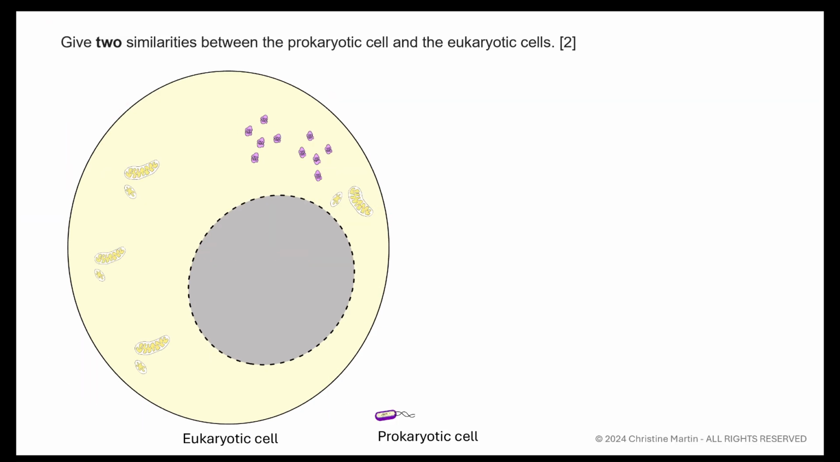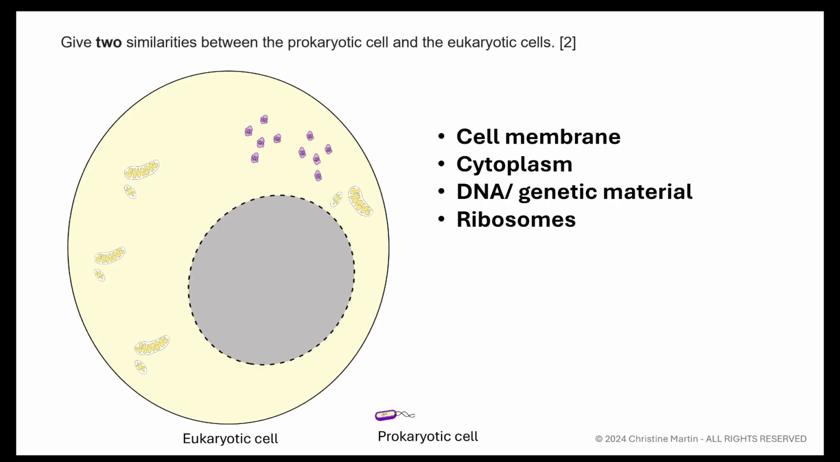So what type of question could they ask you? Well, the type of question they could ask you is about what the similarities are between prokaryotic and eukaryotic cells. Well, our prokaryotic cells and eukaryotic cells have a cell membrane, they have the cytoplasm, they have DNA, genetic material, and they have ribosomes. Now, I haven't gone into any detail about the DNA or genetic material, so therefore it is a similarity. They both have genetic material.